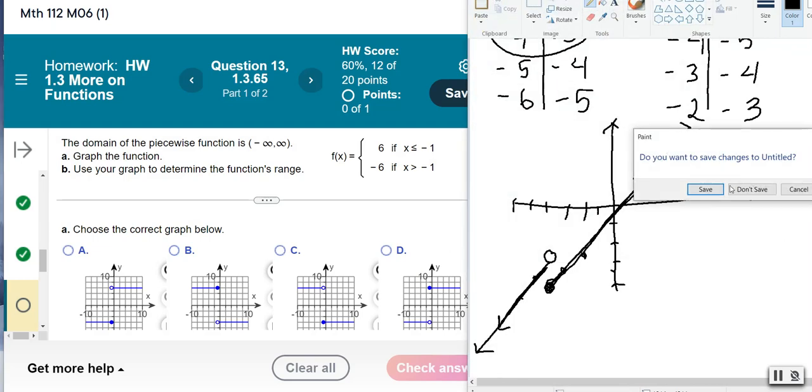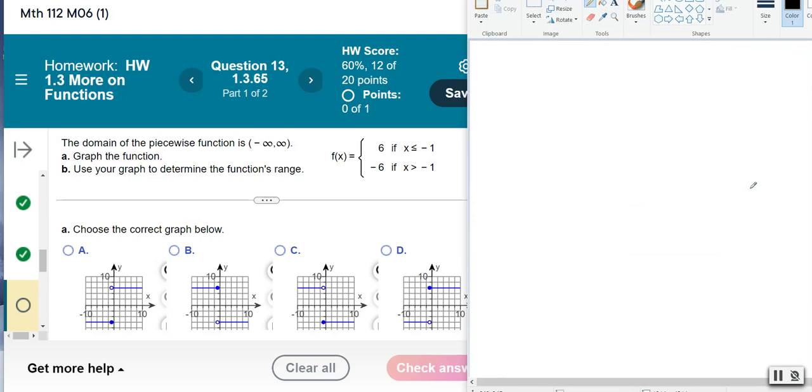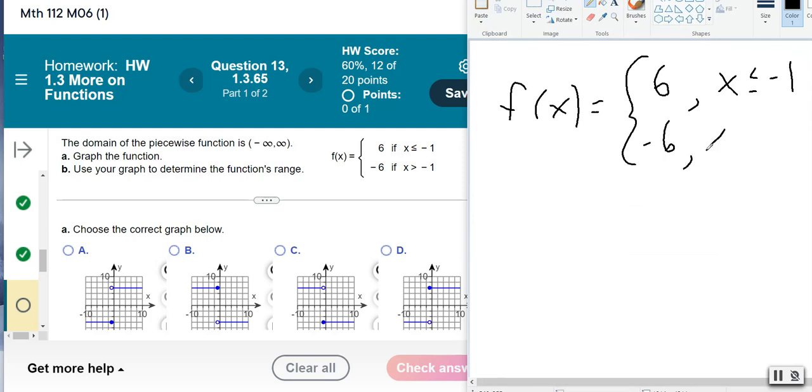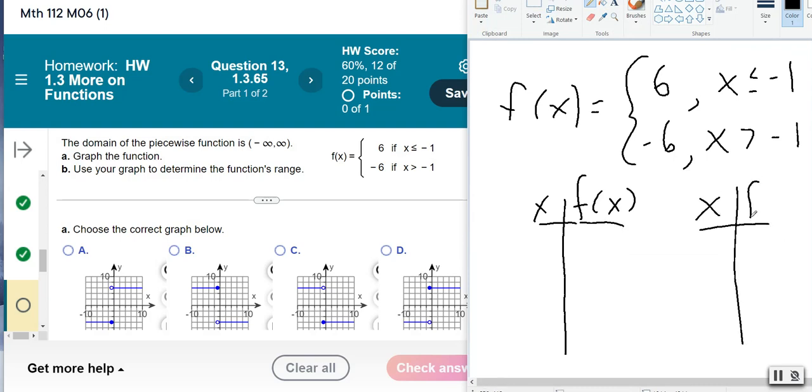All right, next one. The domain of the piecewise function is negative infinity to positive infinity. Those are the x values. Graph the function and use the graph to determine the function's range. So look what we have here. We have a constant function because there's no x in our function. We've got a 6 if x is less than or equal to -1, and we've got a -6 if x is greater than -1.